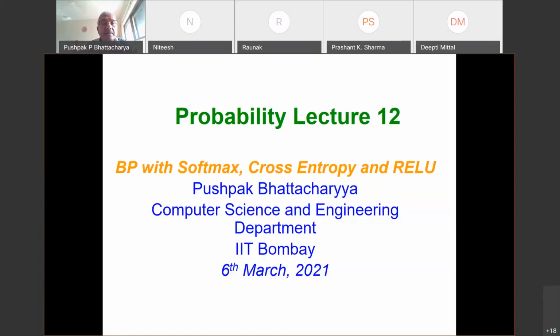And backpropagation with softmax is a kind of modus operandi for deep neural networks. So this is a very fundamental topic. We see this technique in application across neural network architectures, across applications.